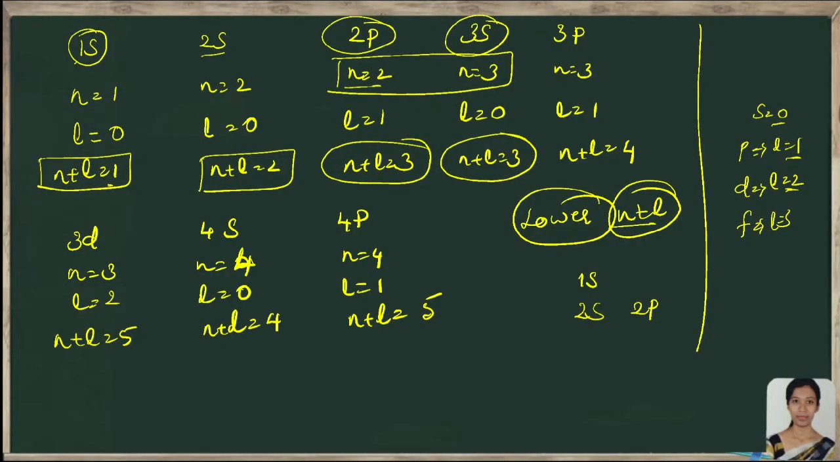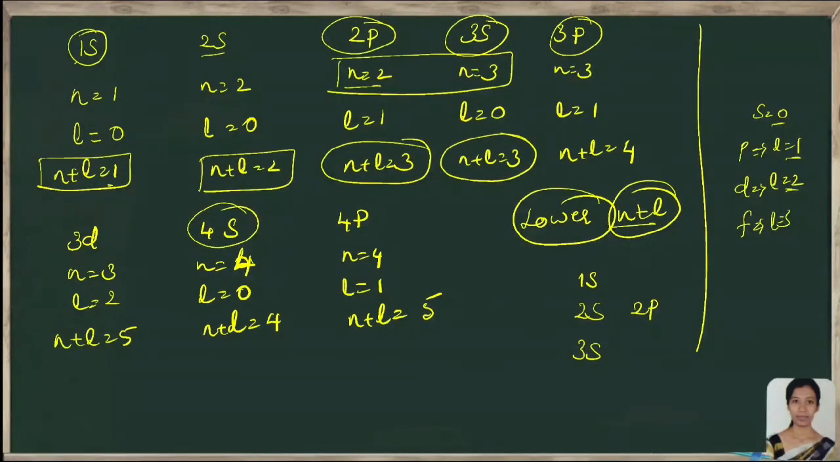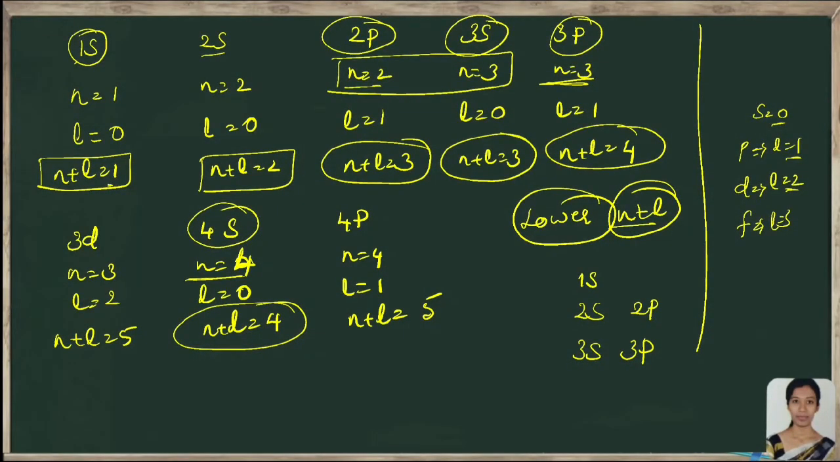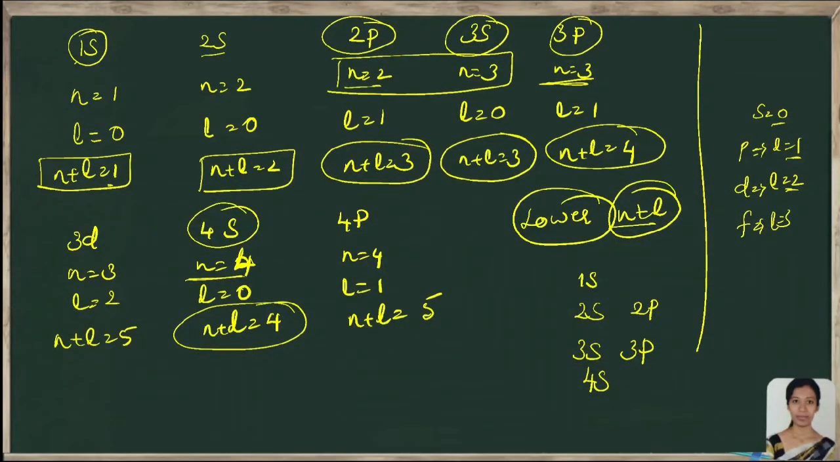The next one is the 3s orbital. Next, you come to the 3p orbital. Here you can see 4s and 3p both have N plus L value equal to 4. Then we should consider the lower value of N, which is the 3p orbital. Next, we have to go for 4s. Electrons will be filled in the 4s orbital, because the next higher value of N plus L is 4.